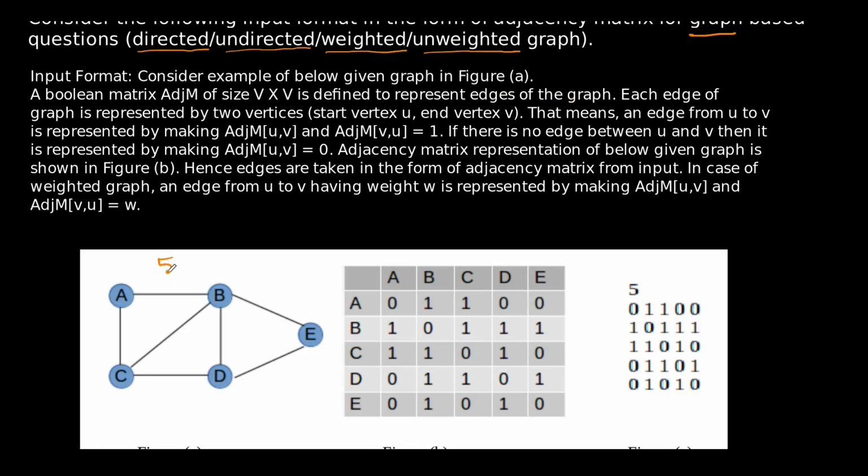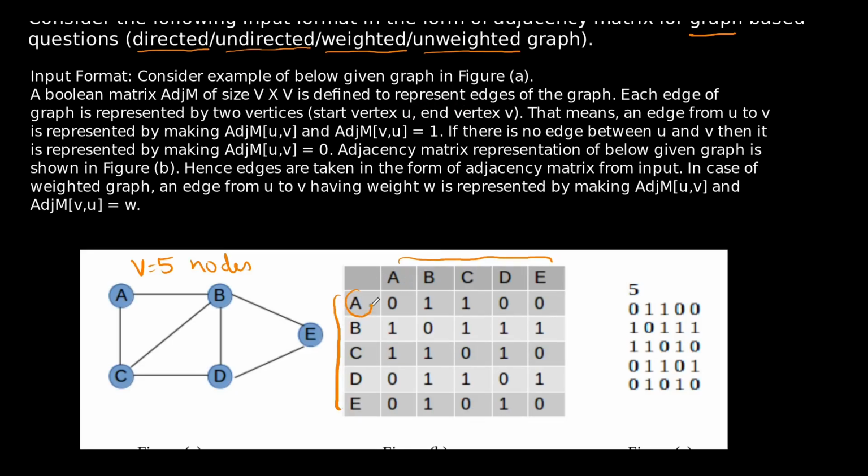So here we have 5 nodes, and when we are saying 5 nodes, it basically means V equal to 5. So this matrix is 5 cross 5. Here we have 5 and here we have 5 nodes. So V equal to 5. So this is defined to represent edges of the graph. Each edge of the graph is represented by two vertices, start vertex and end vertex.